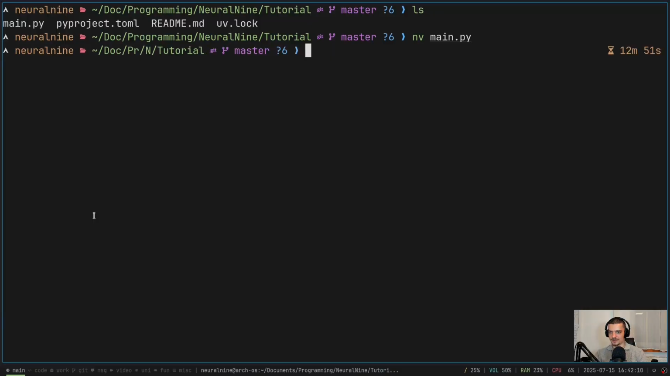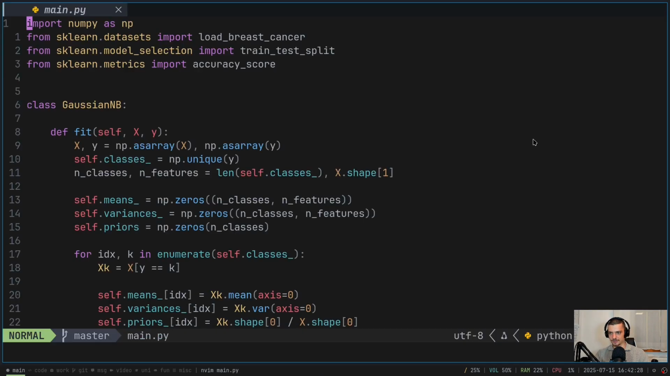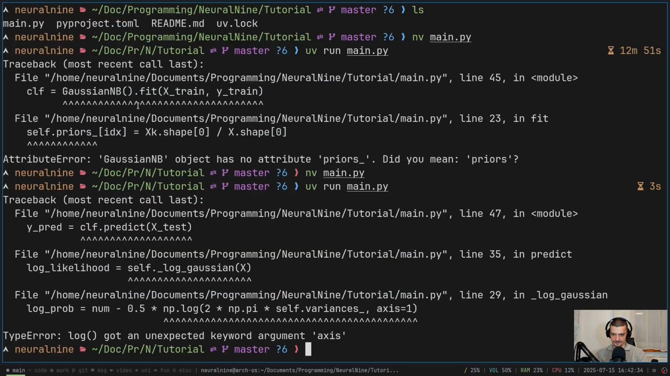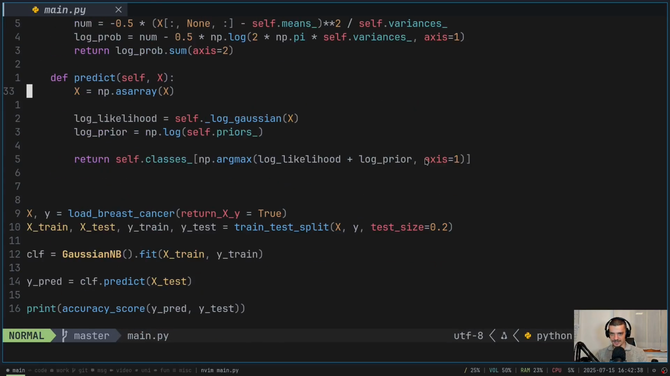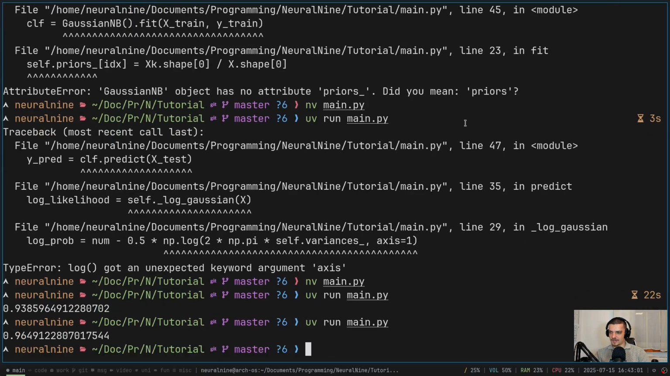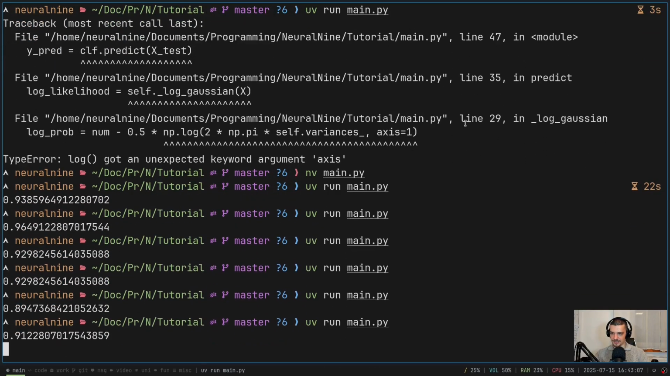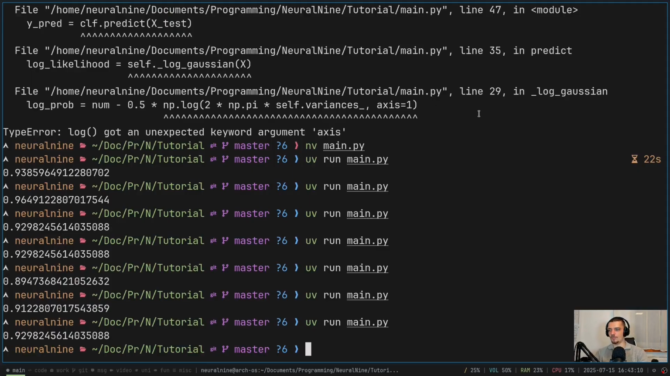Now I can just run this, in my case, by doing uv run main.py. In your case, just by doing python or python3 main.py. And what I get here is a problem, of course, because we have priors, and I didn't include the underscore, as it seems. And we also have no axis for the logarithm. Where did I do that? Oh yeah, obviously we don't need an axis here. Besides that, there you go. We get 93, 96% accuracy, 92% accuracy, 92, 89, 91. There you go. We implemented Gaussian Naive Bayes from scratch in Python.